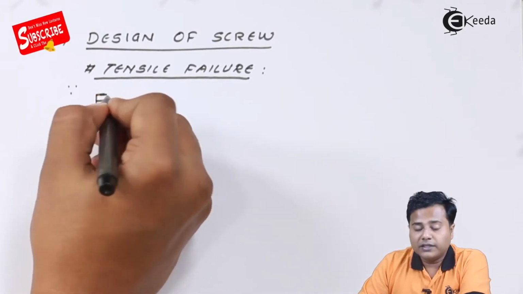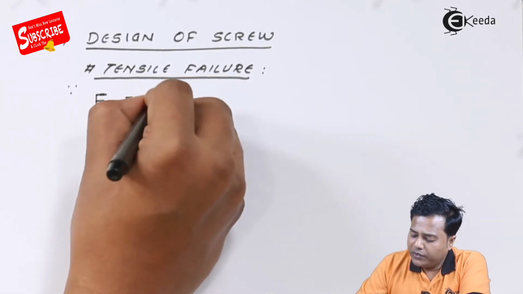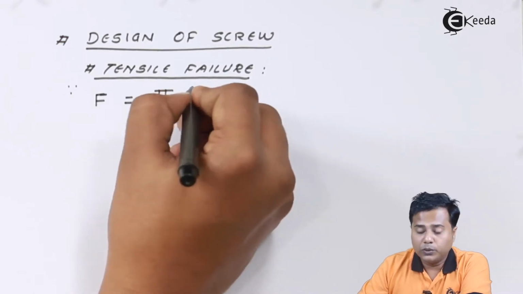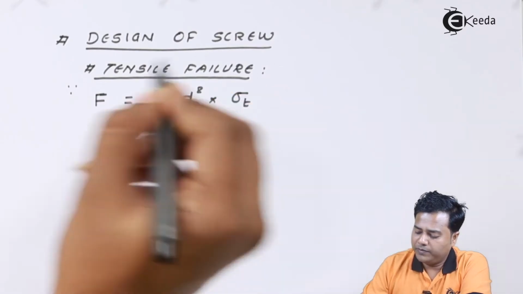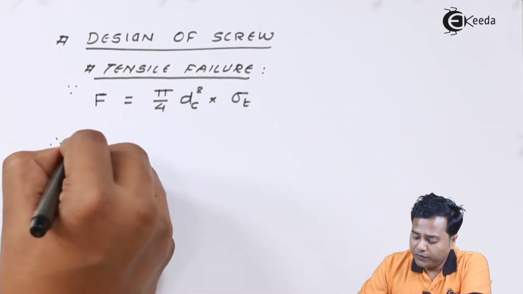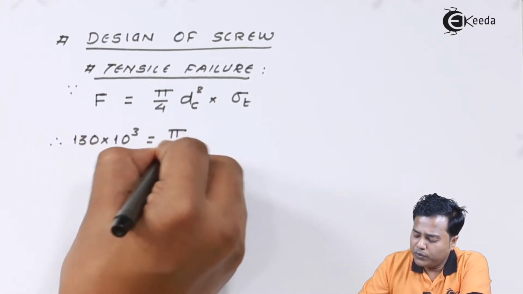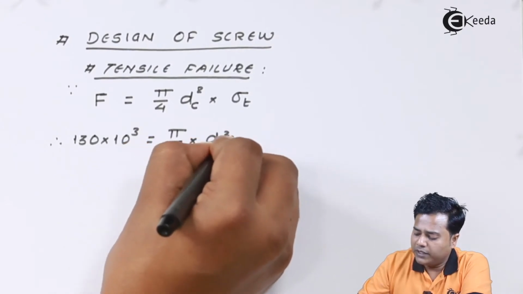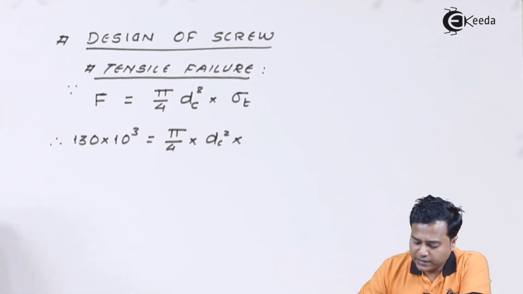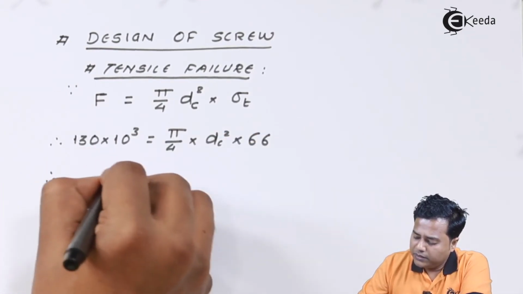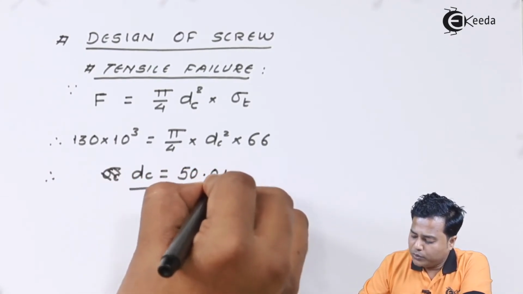F, you can use the letter F, you can use the letter P. So F will be given by the area of cross section of the screw, considering the core diameter, into sigma T. The load has been given, we have modified it to 130 kilonewton into 10 raised to 3, which is equal to pi by 4 into core diameter square into the allowable value, which we have figured out is 66. And therefore the core diameter value we get is somewhere around 50.01 millimeter.